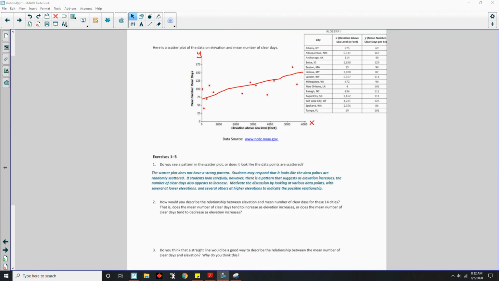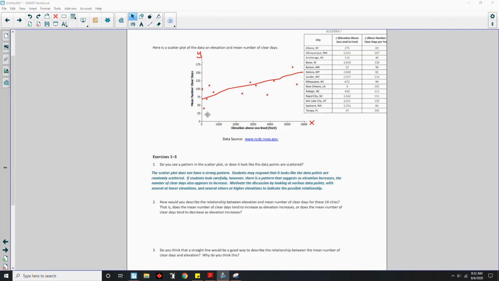Okay, so here is a more detailed explanation. The scatter plot does not have a strong pattern. Students may respond that it looks like the data points are randomly scattered. If students look carefully, however, there is a pattern that suggests as elevation increases, the number of clear days also appears to increase. Motivate the discussion by looking at various data points, with several at lower elevations and several others at higher elevations, to indicate the possible relationship.